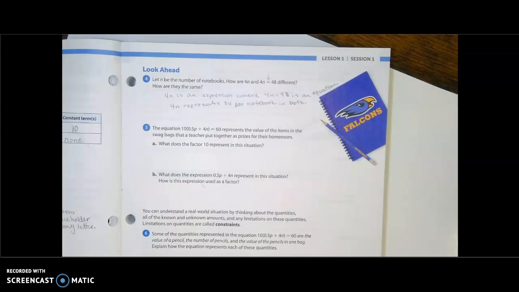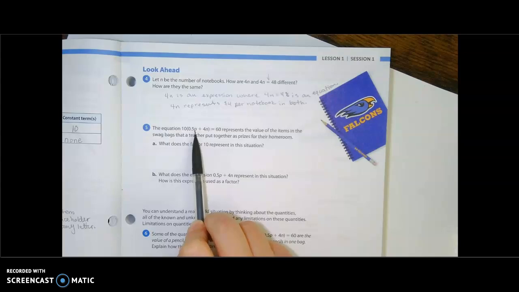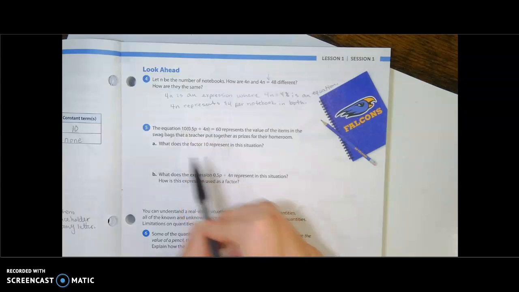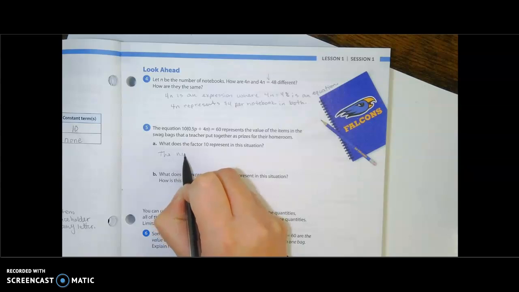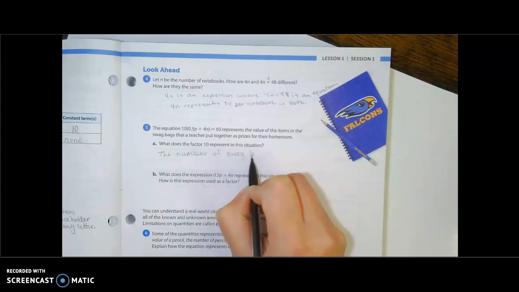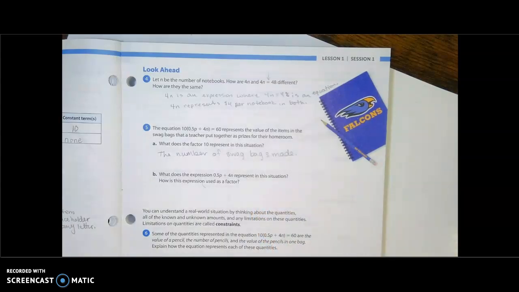All right, question 5. The equation 10 times the quantity 0.5p plus 4n equals 60 represents the value of items in the swag bags that a teacher put together as prizes for their homeroom. What does the factor of 10 represent in the situation? So, this is the cost of her swag bags, right? Because this is 50 cents per pencil and $4 per notebook. This 10 is going to represent the number of swag bags made. So she made 10 swag bags, and that's what was in each of them.